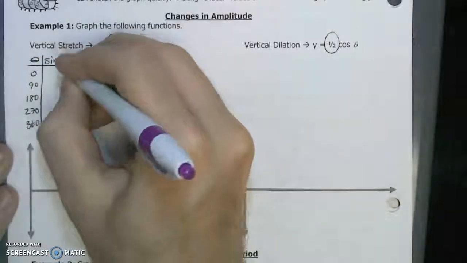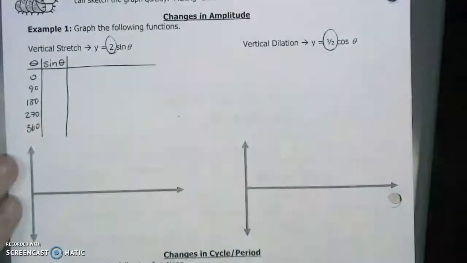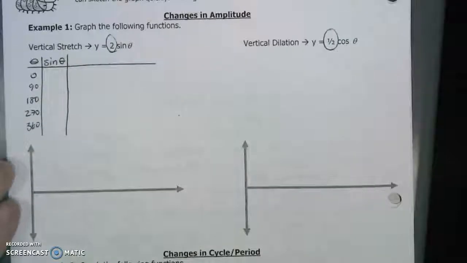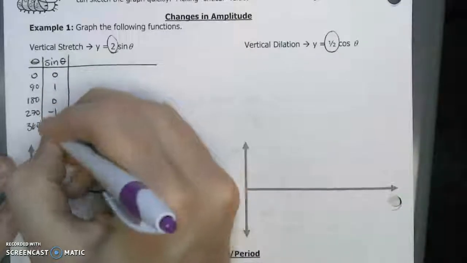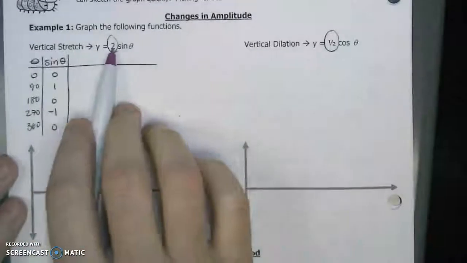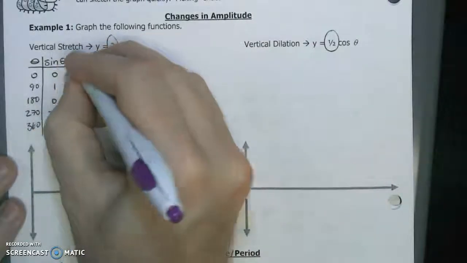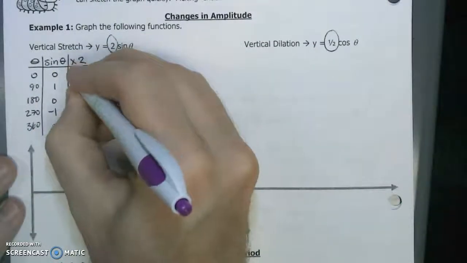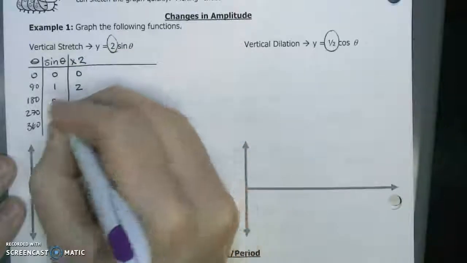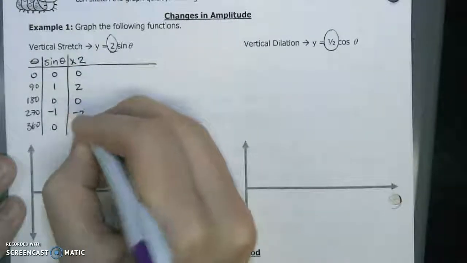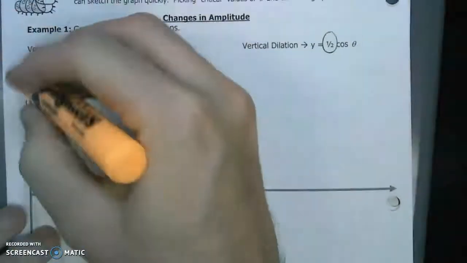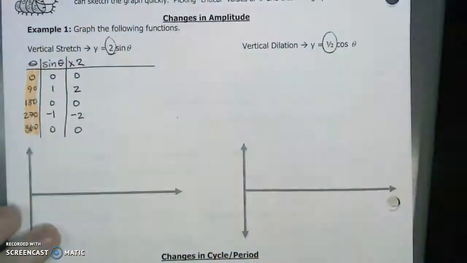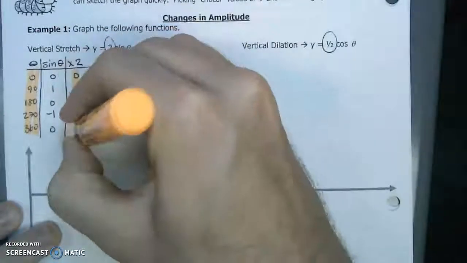You can get these from your unit circle, or you can go back to lesson 2.1 and look at the y values on the table there. So sine starts at 0, up 1, 0, down 1, 0. Now there's a 2 on these sine values, so that means we're going to take those sine values times 2. So 0 times 2 is 0, 1 times 2 is 2, 0 times 2 is 0, negative 2, 0. So when we plot our points, theta did not change. We keep those theta values. Our y values did change. Now they're going up 2 and down 2 instead of the 1s.